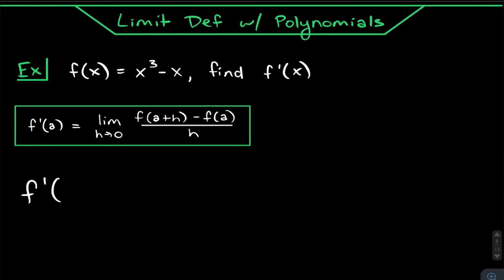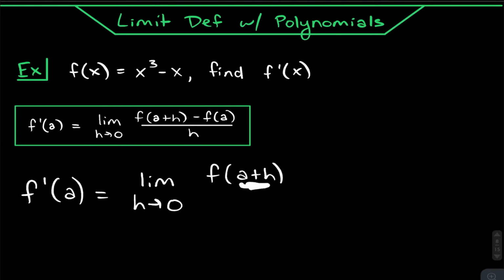So let's start writing this. Our derivative is going to be f prime of a for now. We'll substitute in the x's later. But we'll start off here. This is the limit as h approaches 0 of, first off, we need an f of a plus h. Okay, and this a plus h means that we're going to plug in a plus h everywhere we see an x in x cubed minus x. So instead of x cubed, it's going to be a plus h cubed. And instead of minus x, it's going to be minus a plus h.